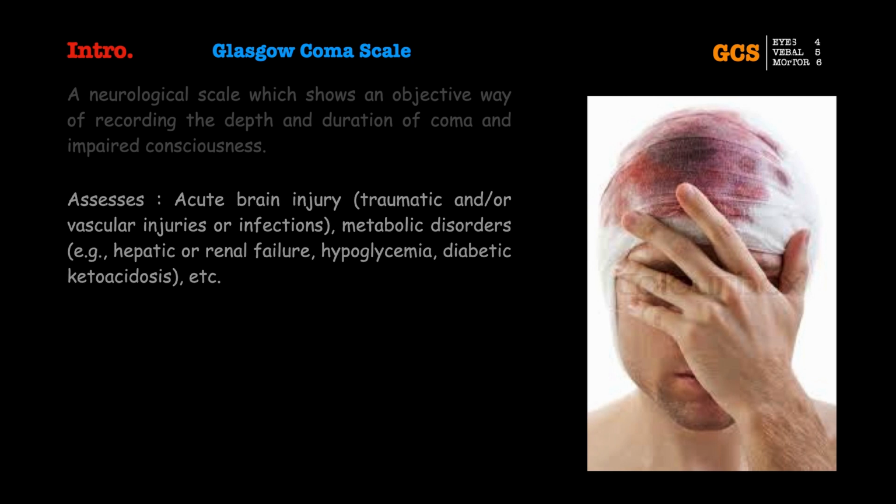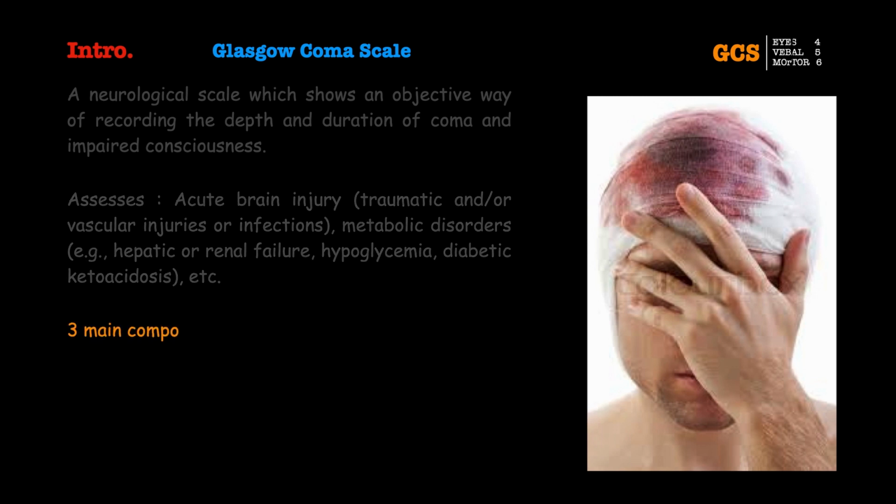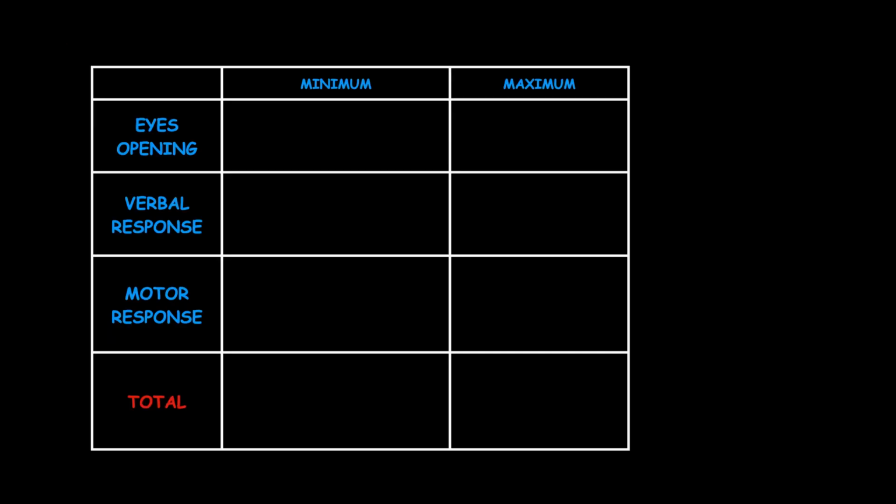Now, like I stated before, there are three main components of this scale. We have the eye opening, then the verbal response, then the motor response. The minimum score that a patient can get from eye opening is 1 and the maximum score is 4. The minimum score from verbal response is 1 and the maximum is 5. And the minimum score from motor response is 1 and the maximum is 6.